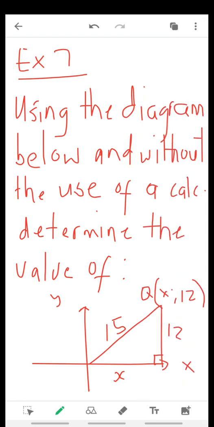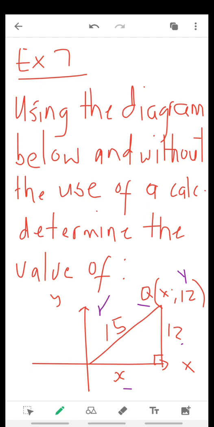Very important. Now, let us go to example 7. Example 7: using the diagram below, and without the use of a calculator, determine the value of the following. Let us look at what is given. We are given point Q, of which we have X, and on the diagram we have 12. But remember, 12 represents Y. Also, we are given on the diagram 15, but 15 represents R.